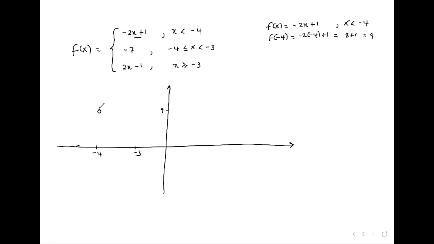Then we get back and say, okay, what of at -5? So f of -5 is going to be -2 times -5 plus 1. This is 11, something bigger than that. So we're going to get 11, which goes on top like this.